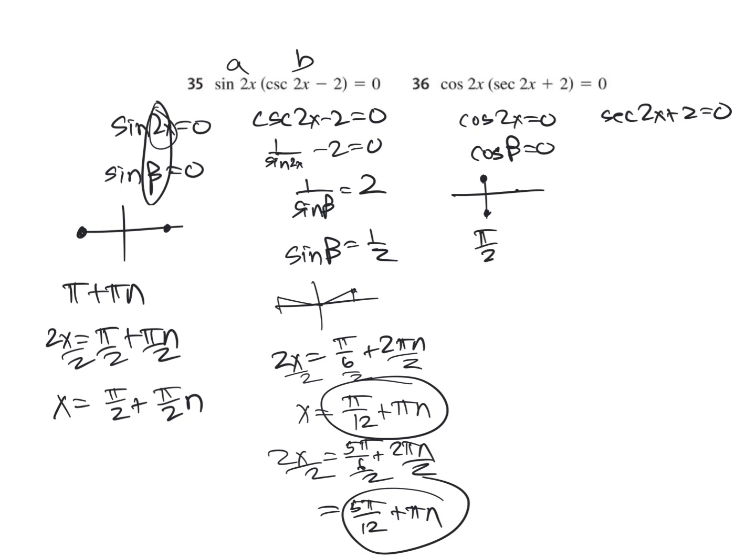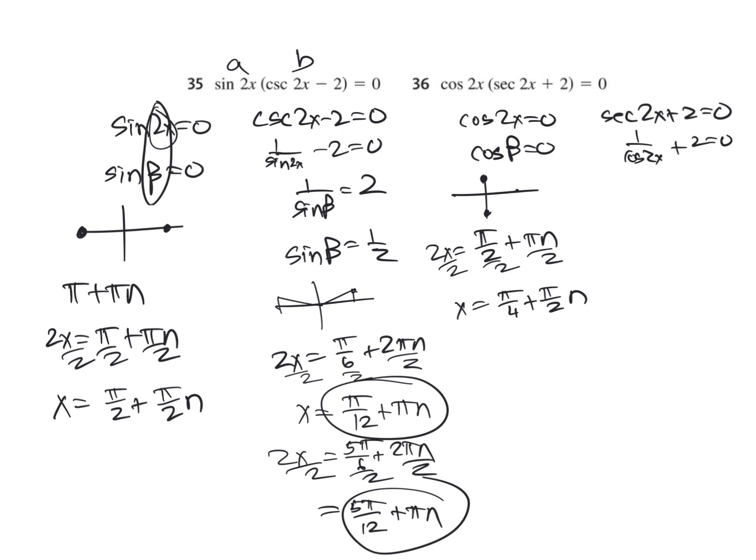So that would be at pi over 2, beta is 2x, equals pi over 2 plus pi n, since they're 180 degrees apart. Divide by 2, and x equals pi over 4 plus pi over 2 n. And then 36, secant is 1 over cosine of 2x plus 2.